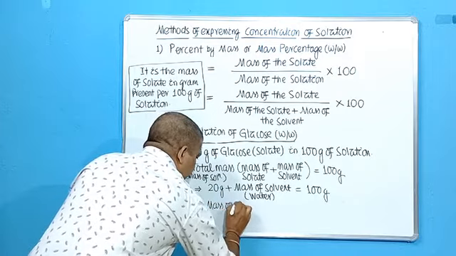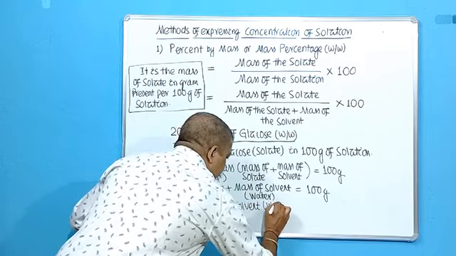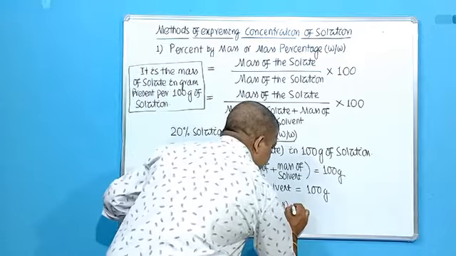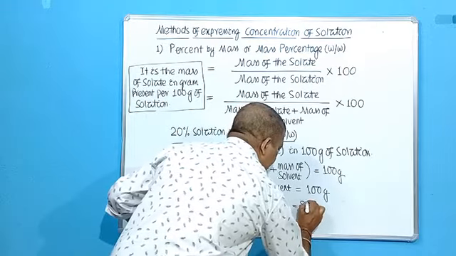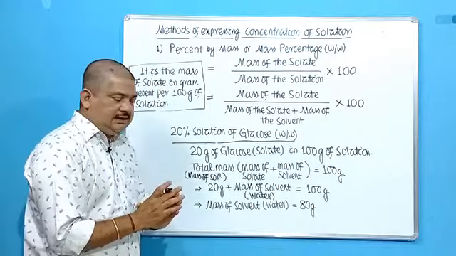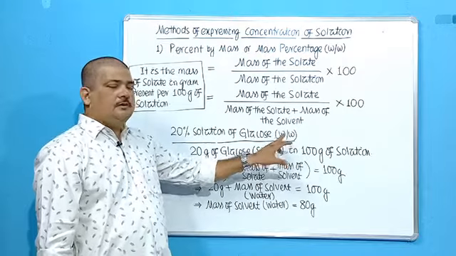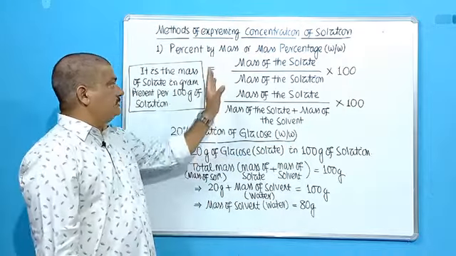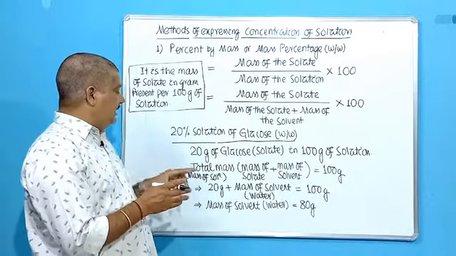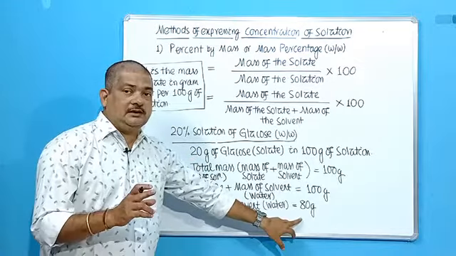Mass of solvent, that is water, will be 100 minus 20 gram, that is 80 gram. That means, follow it clearly, when we prepare 20% solution of glucose, weight by weight or mass by mass, because we are going for mass percentage, then what we need to do? Now we have to add 20 gram of glucose to 80 gram of water.